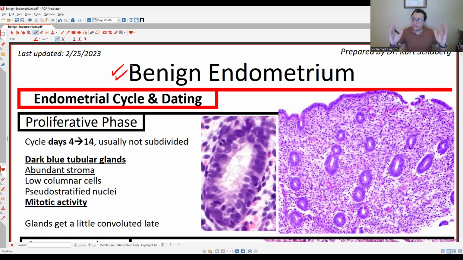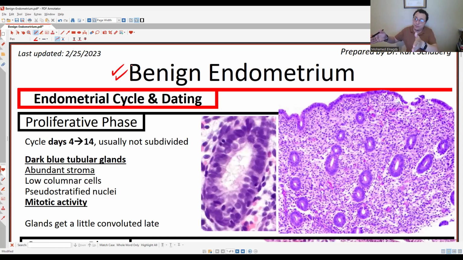We have the proliferative phase, which is virtually the first half of the menstrual cycle, in which there is an estrogen effect on the endometrium, which makes the lining of the glands proliferate, and there is active mitosis.